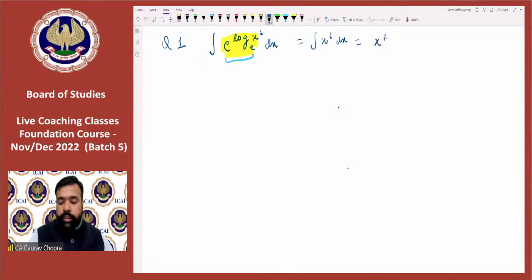So what will be the result? x to the power of 7 upon 7 plus c. All right. So this will be the result.